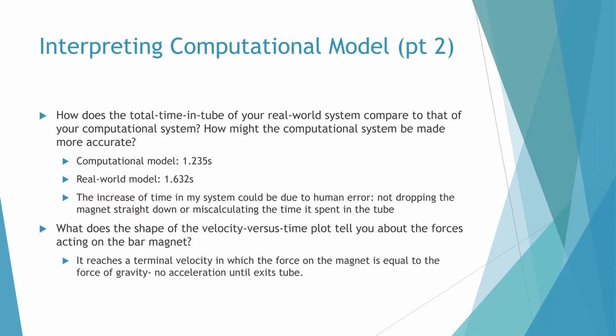And so what does the shape of the velocity versus time plot tell you about the forces? The magnet actually reaches its terminal velocity, which means that the magnetic force is going to be equal to the force of gravity, and that there's no acceleration happening while it's in the tube. So the forces are going to equal.